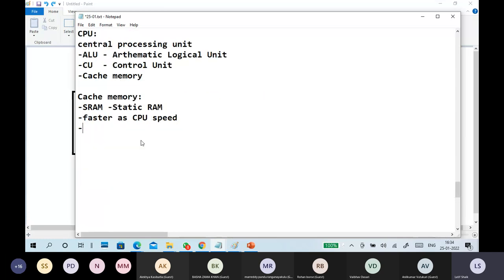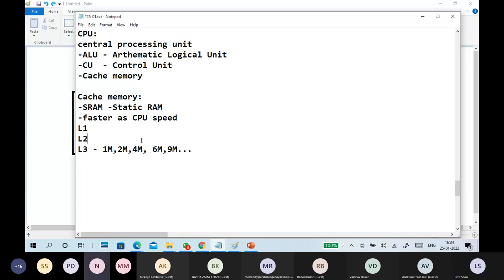If you don't use cache memory for regular memory, there is a problem. L1, L2, L3 cache memories are there. L3 memory always varies, like 1 MB, 2 MB, 4 MB, maybe 6 MB, maybe 9 MB. So like this.